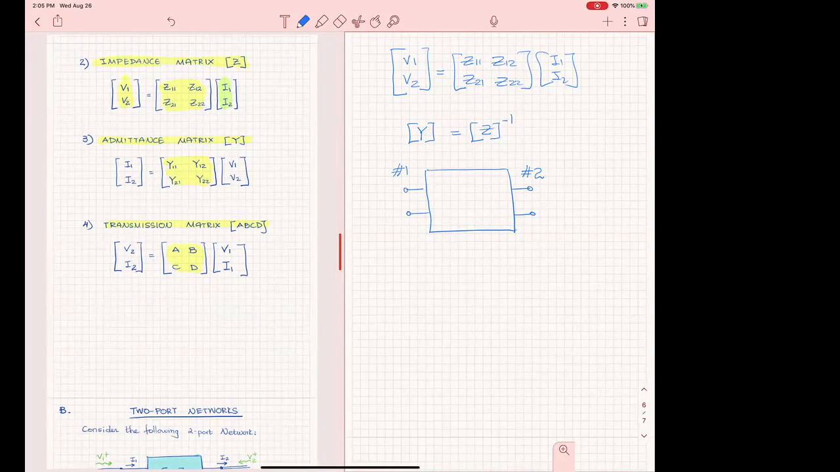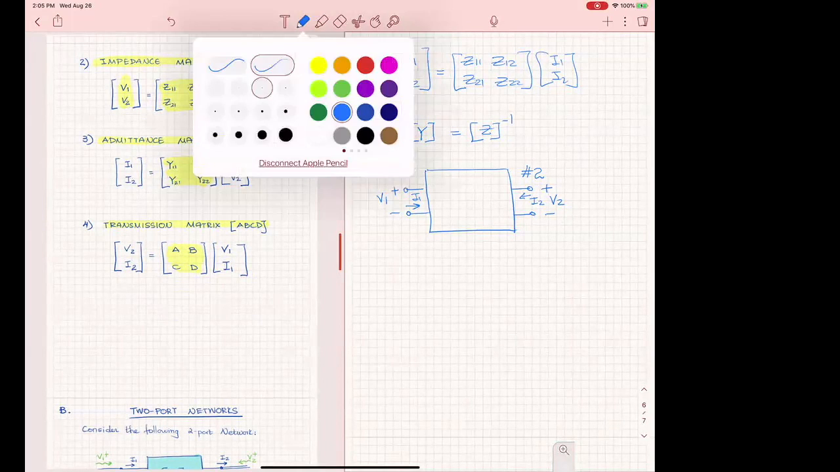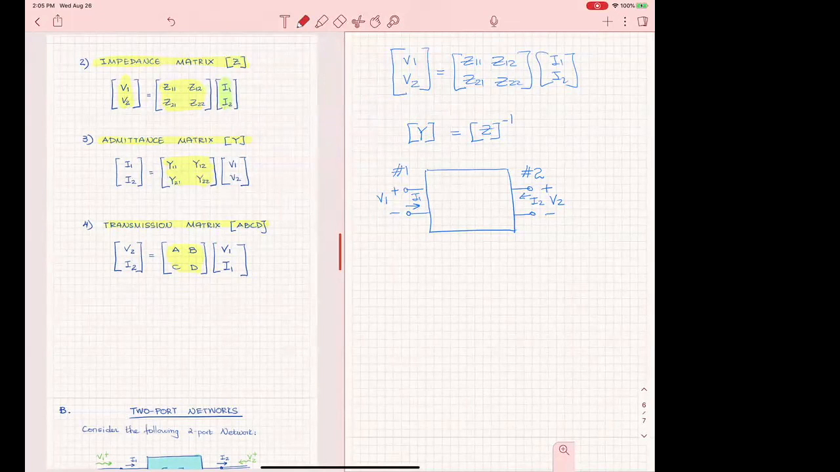All right, and then I define here V1 and I1, and here V2 and I2. As a matter of fact, in our particular case, you will see that the definition of the total current is not going to have that direction. And I will explain why. In the transmission matrix, the total current here is going to be coming out. So practically, to be accurate, I would have to put a negative here.